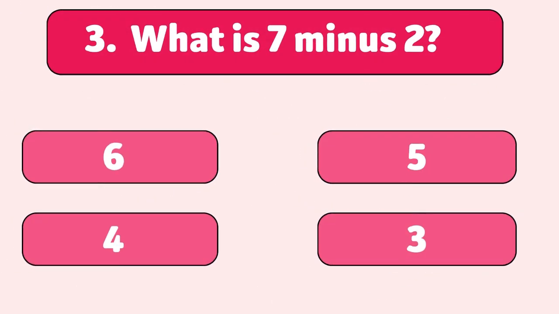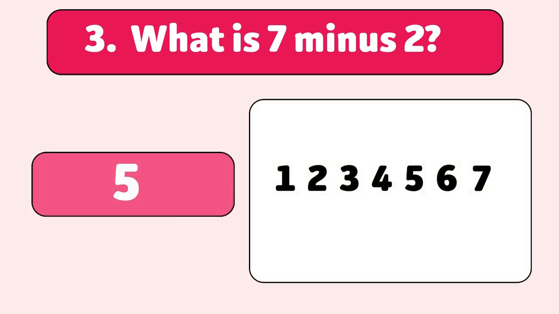What is 7 minus 2? Five. Start with 7, take away 2, and we're left with 5.